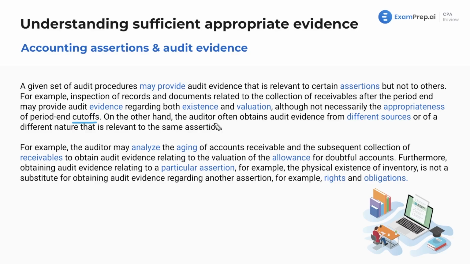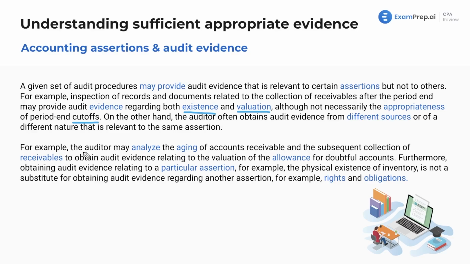On the other hand, the auditor often obtains audit evidence from different sources or of a different nature that is relevant to the same assertion. So again, we could be sending out accounts receivable confirmations to the client's customers. That is going to knock off two of our assertions here. It's going to help you verify existence and valuation, making sure that we understand how much a customer actually owes the client. But again, it may not provide evidence for cutoff. We see here a procedure which gets you a certain piece of audit evidence can only be valid for one assertion, maybe multiple assertions, and then sometimes not other assertions as well, making sure we understand that.